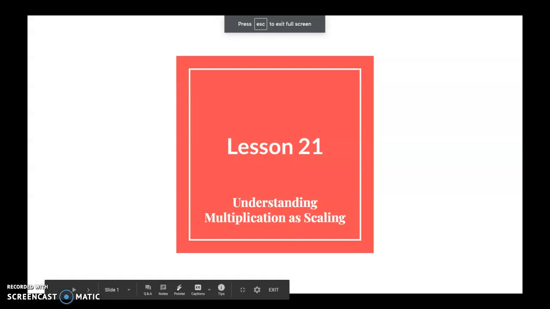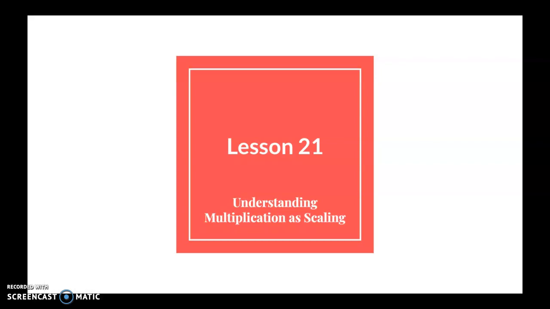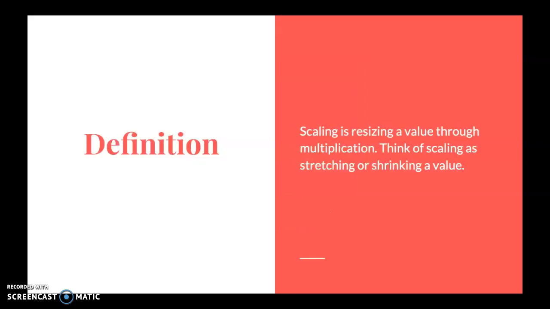All right, so to start today, we are going to be diving into lesson 21, which deals with understanding multiplication as scaling. We're going to be using multiplication to explore changing the size of a quantity, which is something we're going to refer to as scaling. Throughout this lesson, students are going to be using multiplication to stretch or to shrink quantities. And again, that goes along with the resizing of a value through multiplication.